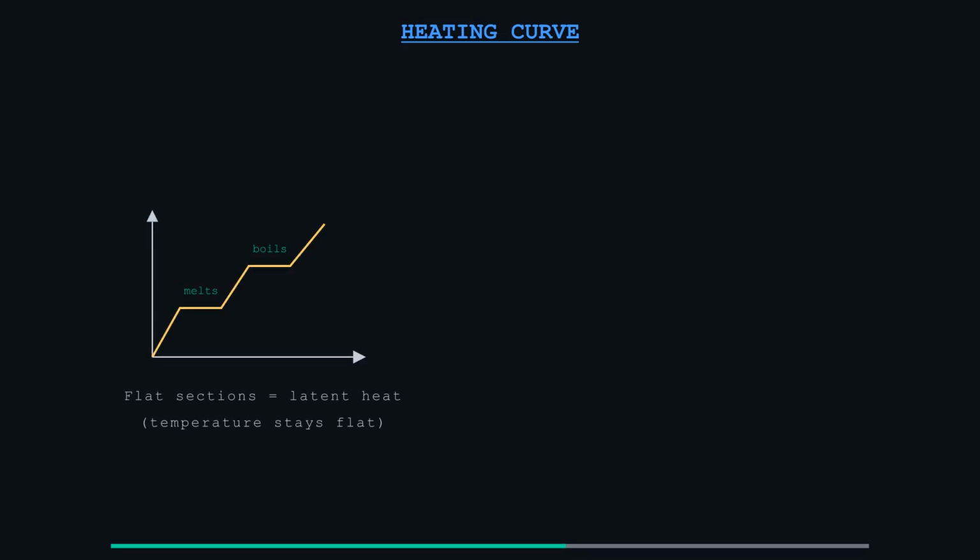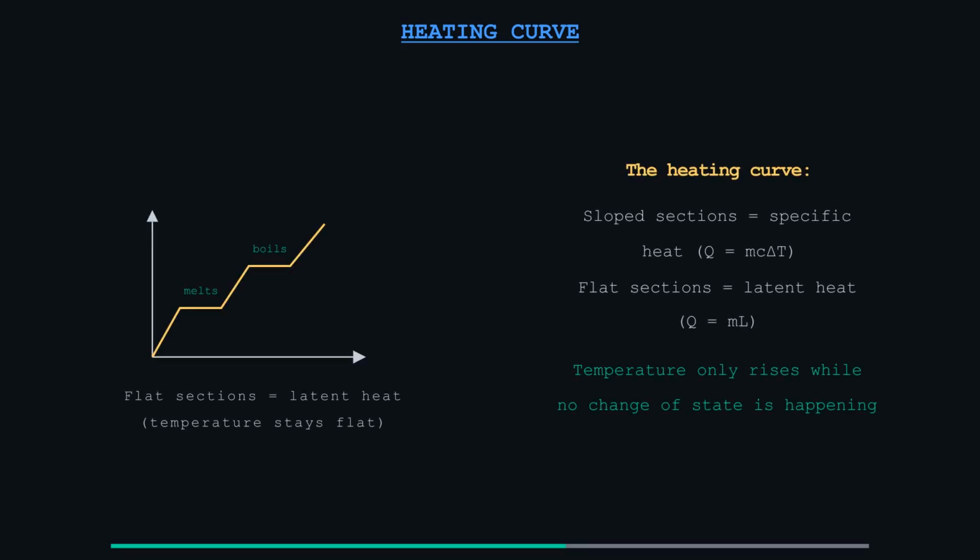Plotting temperature against heat added gives a heating curve. The sloped sections show specific heat warming the substance up. The flat sections show latent heat, where energy is going into changing state instead of raising the temperature. Melting and boiling both show up as flat plateaus on this graph.